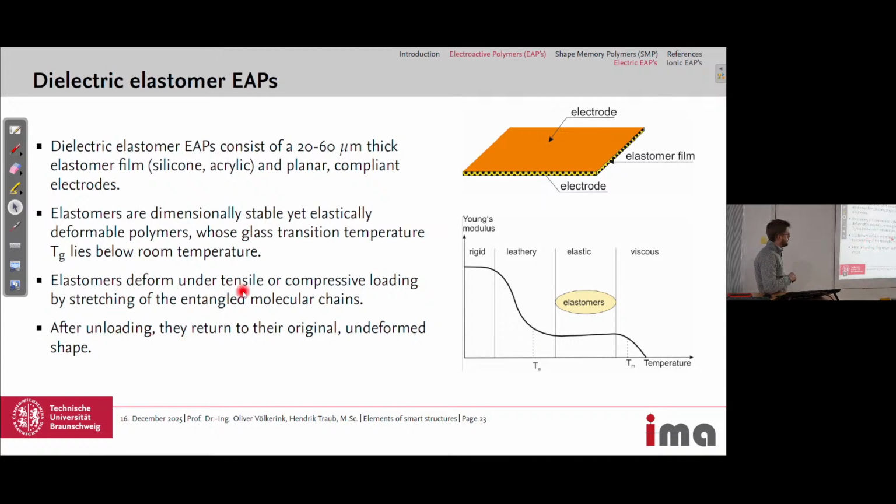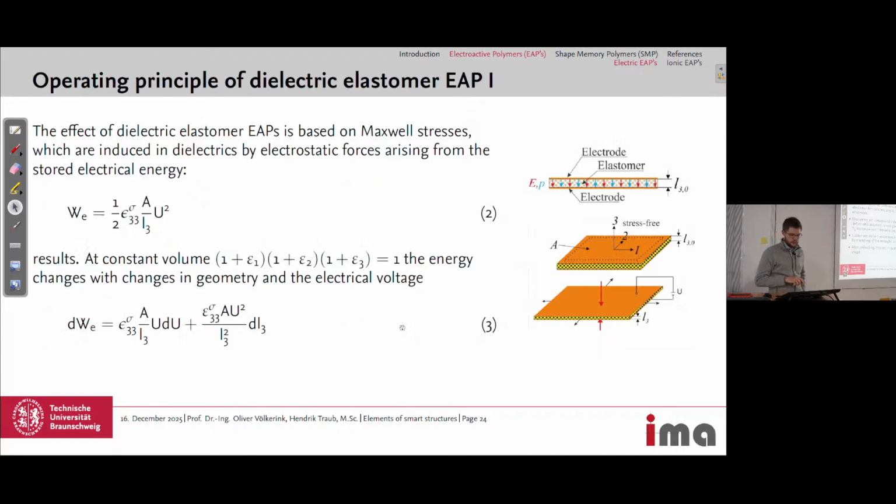They can deform due to tensile or compressive loading by stretching of the entangled molecular chains. So elastomers are cross-linked like thermoset materials, but with far fewer linking points, and therefore they can deform much more than thermoset materials. And it's all elastic, so after unloading they return to their original undeformed shape.